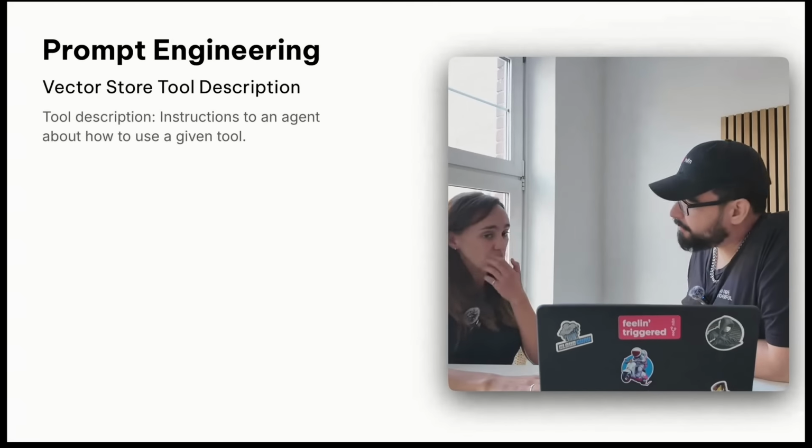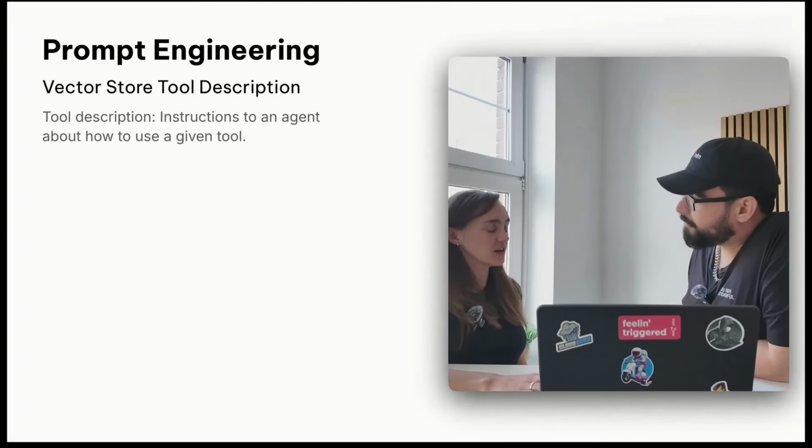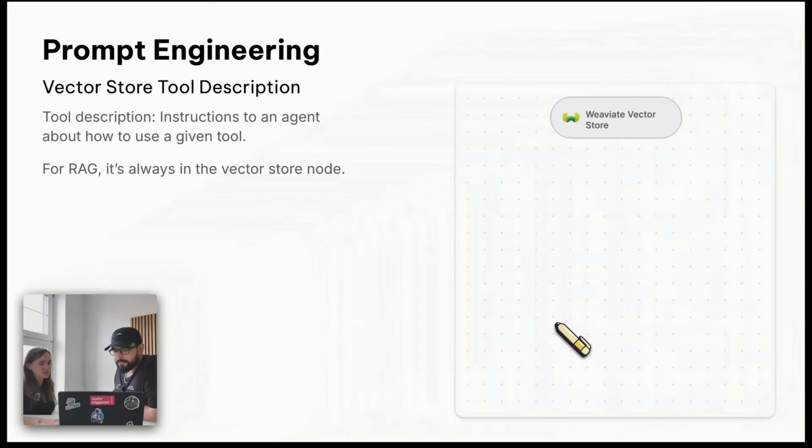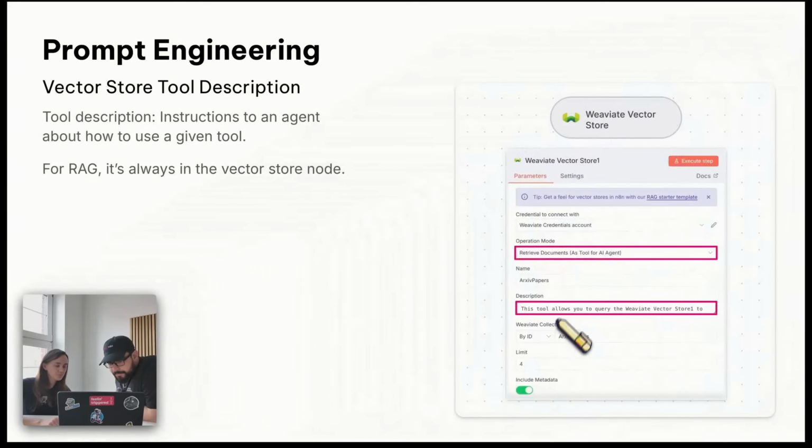Okay, this one is actually really important and I learned it through trial and error. And so this is the vector store tool description and I'm going to show it here. Nice. So here we're using the Weaviate vector store node. And what we have here is description. And you also need to make sure that you're choosing operation mode, retrieve documents as tool for AI agent, of course.